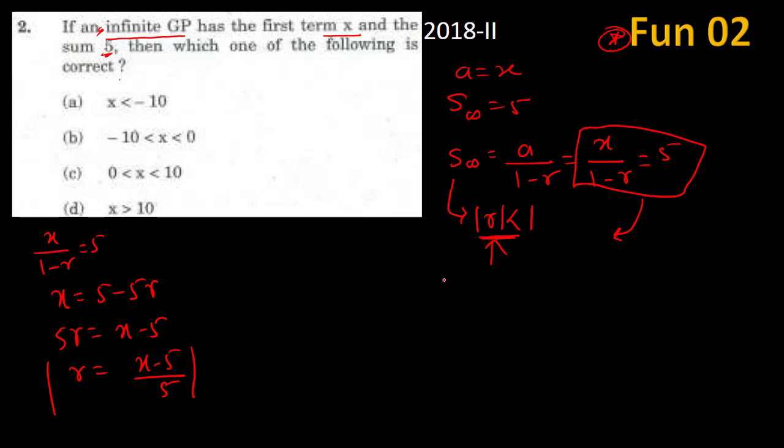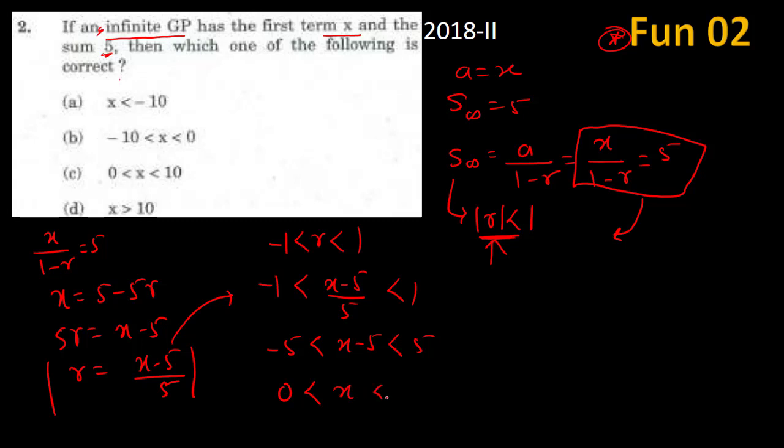So to remove this modulus value, you will get minus 1 less than r less than 1. Substitute the value of r: minus 1 less than (x minus 5) upon 5 less than 1. So multiply by 5 on both sides: minus 5 less than x minus 5 less than 5. Now add 5 to all these numbers. Minus 5 plus 5 is 0, and 5 plus 5 is 10. So this is our answer.